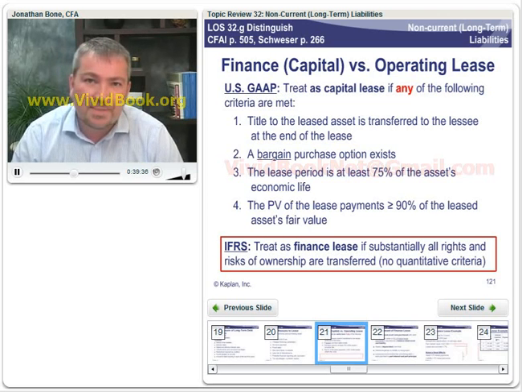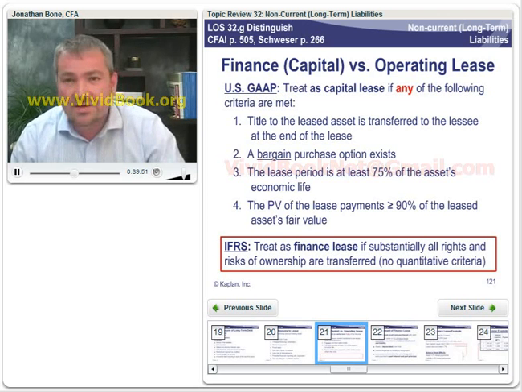Number one, title of the leased asset transfers to the lessee from the lessor at the end of the lease. Remember, the lessor owns the asset and leases it out. So when the final rental payment is made, then essentially the lessor transfers the ownership of the asset to the lessee.